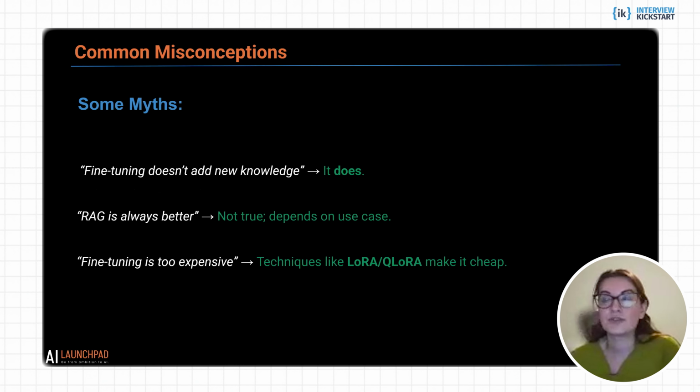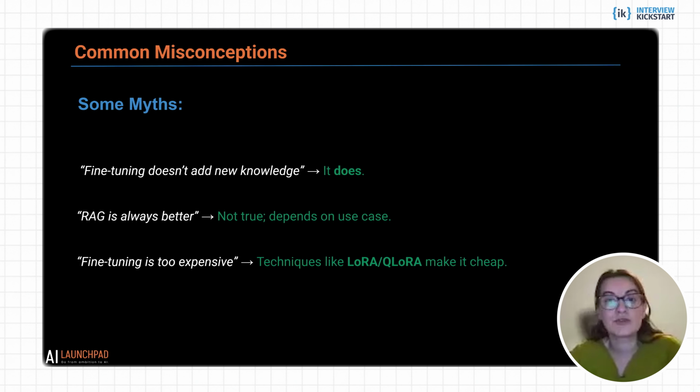There are some myths, and I do see some of them in the questions. When it comes to fine tuning, for example, some people say fine tuning doesn't add new information. It actually does add new information, because what it really does is go through the different parameters in the neural network and modify certain parameters. So it does add new knowledge as part of changing that neural network. You may also hear that RAG is always better. That's not necessarily true. It depends on the use case, and we'll look at some techniques.